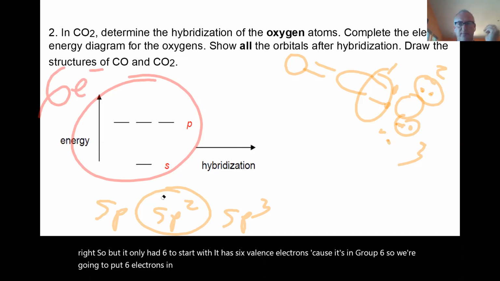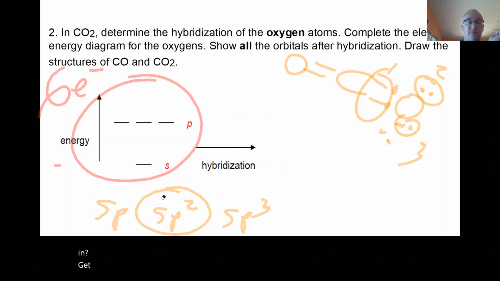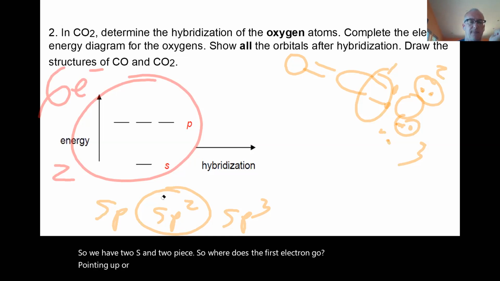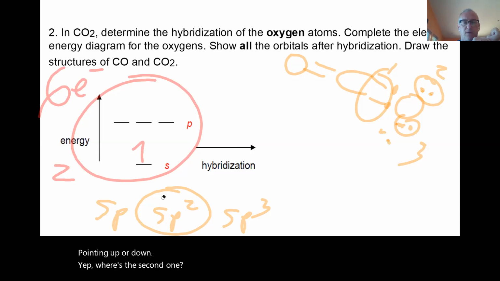So again, where do we start? Where do we put them in? This is level 2, so we have 2s and 2p. Where does the first electron go? S, pointing up. Where's the second one? Also S, down. And the next one? P, another up, so -1, 0, +1.